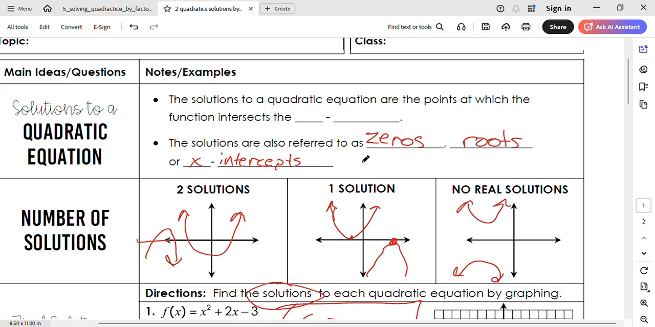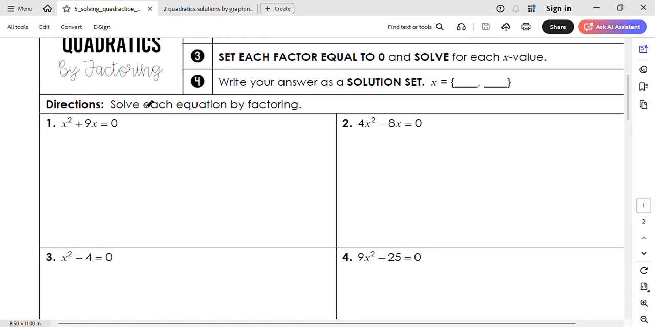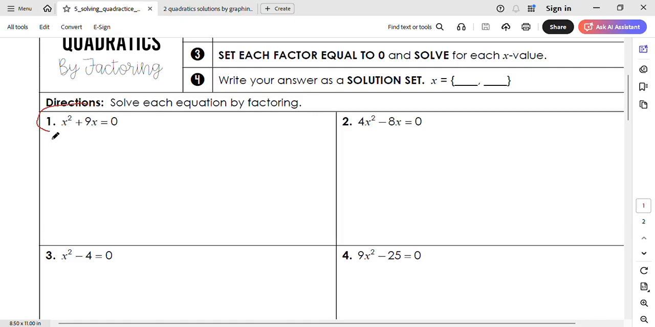So let me move over to the other homework. Okay. So the way I might give you this on a test is I might not give it to you in this form. The other form I might give it to you in is like f of x equals x squared plus 9x.